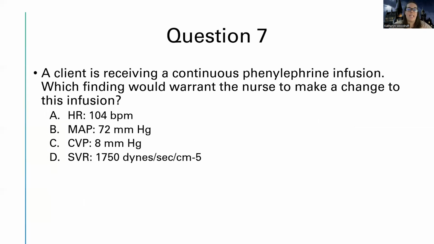All right, last but not least, a client is receiving a continuous phenylephrine infusion. Which finding would warrant the nurse to make a change to this infusion? So this one's requiring you to know what phenylephrine is, and it's also requiring you to know what's a sign that it's working or what's a sign that it's not working. So you definitely need to know what parameters are related. Like when I'm titrating a dopamine drip, what hemodynamic value am I looking at?